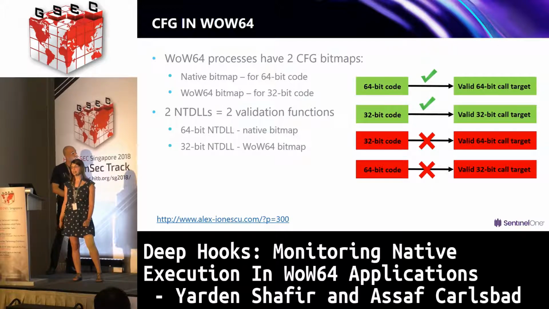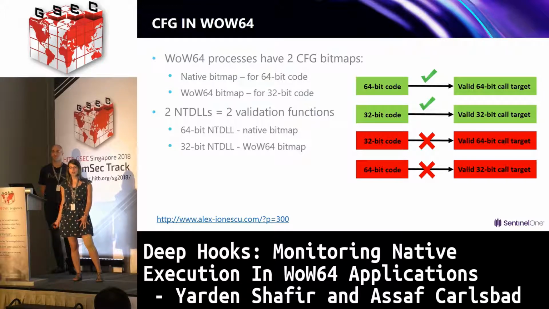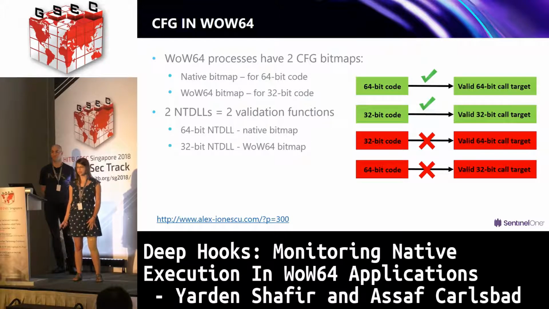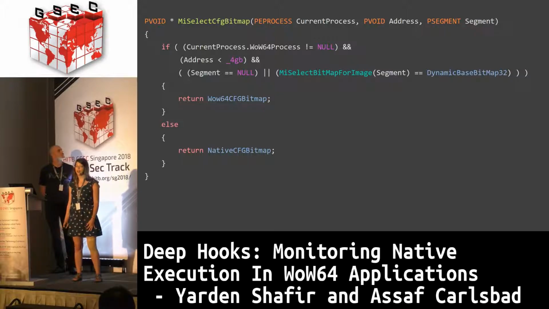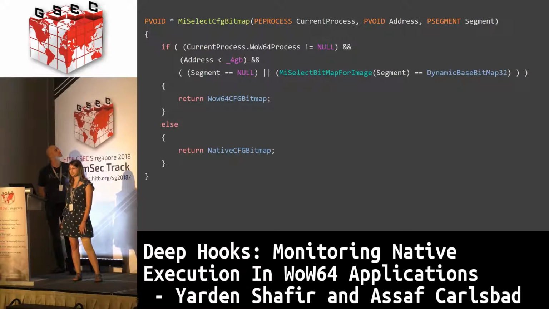The validation routine in the 64-bit NTDLL checks addresses against the native bitmap, and the validation routine in the 32-bit NTDLL checks addresses against the WoW64 CFG bitmap. New executable memory in WoW64 processes only ever gets marked in one of these two CFG bitmaps. So how do we choose which bitmap to mark? Well, for that, we have this function, MiSelectCfgBitmap. This is a kernel function called whenever new executable memory is introduced into any process.